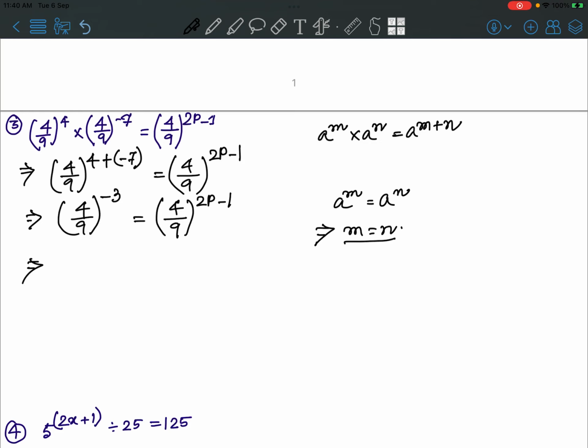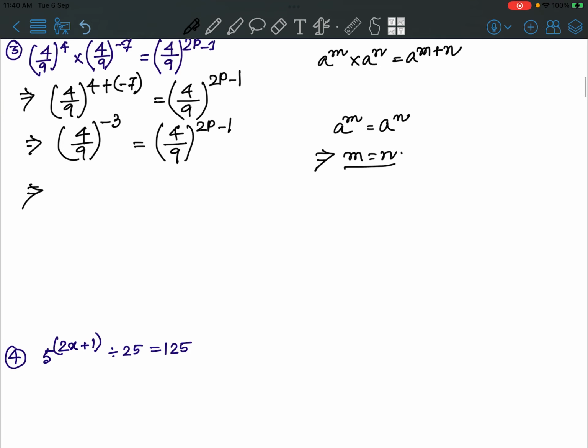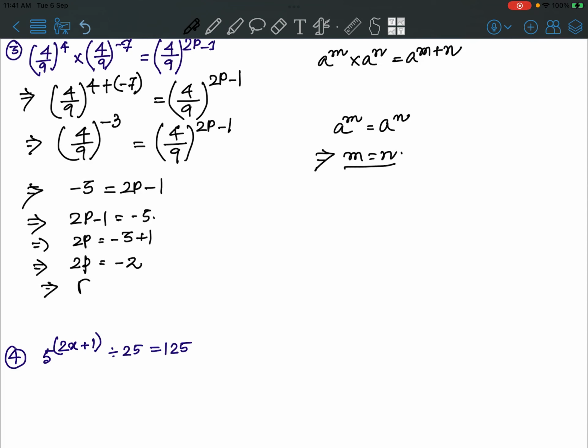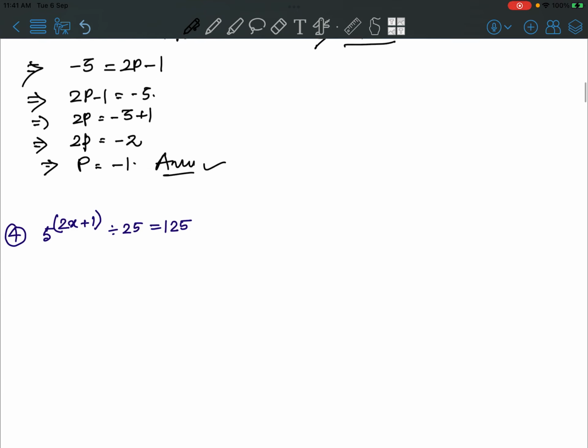In this case, we are going to do it in the same way. That means minus 3 equals 2p minus 1. That means 2p minus 1 equals minus 3. So 2p equals minus 3 plus 1. That means 2p equals minus 2, then p equals minus 1. This is the answer. Now the fourth problem.